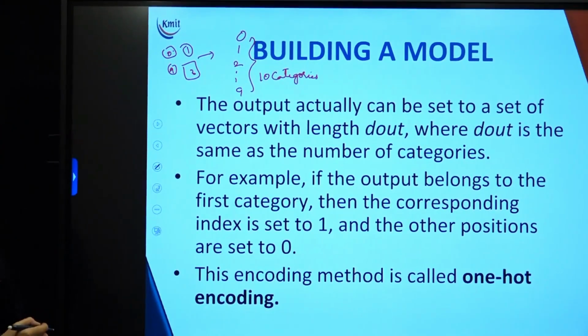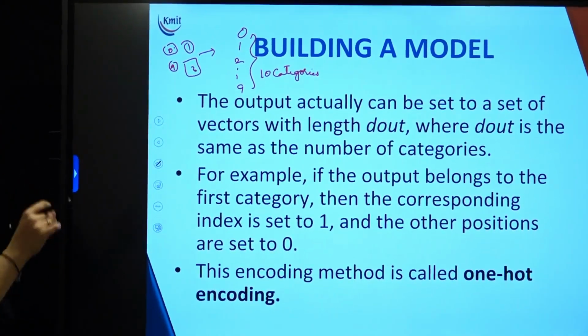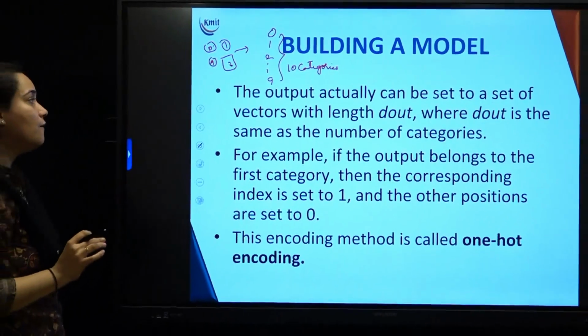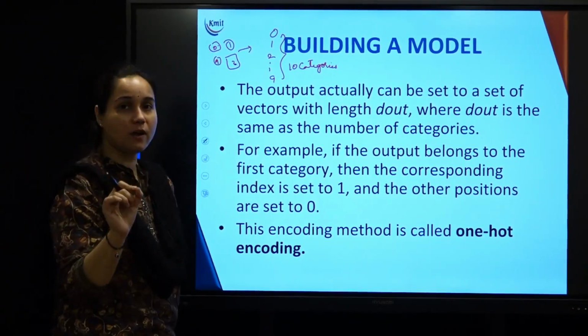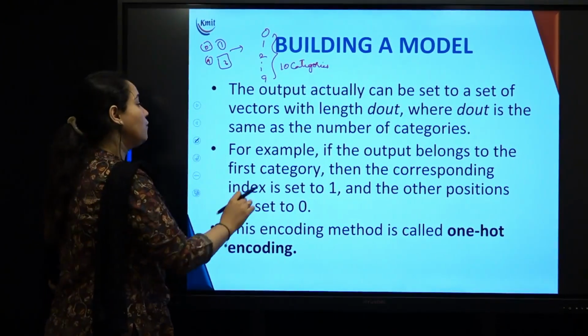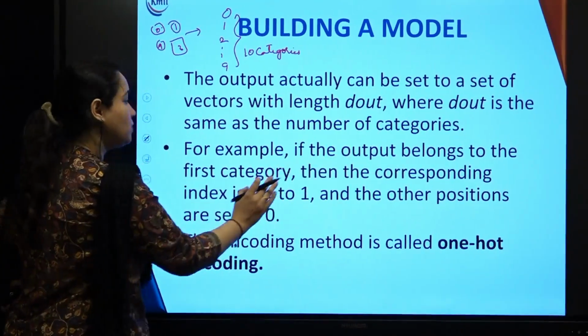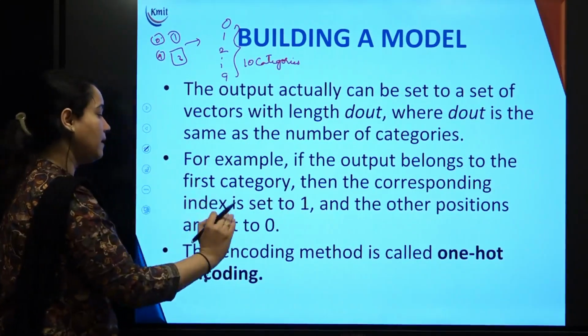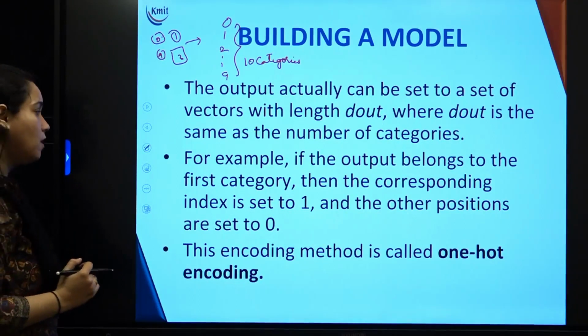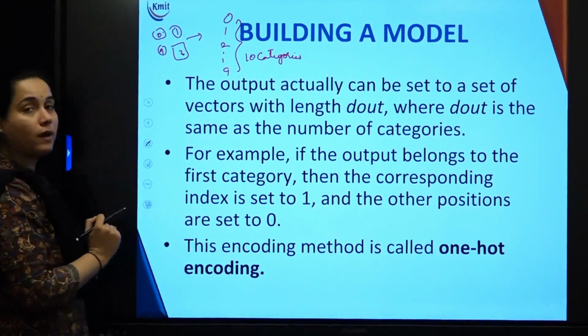So, you will be setting the output to a vector with a length of 10, which is important because you are using one-hot encoding. I will show you how. For example, if the output belongs to the first category, then the corresponding index is set to 1 and all the remaining positions are set to 0. This particular method is called one-hot encoding.